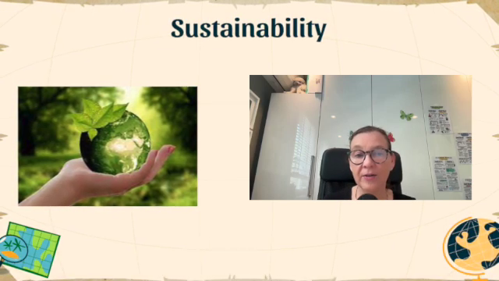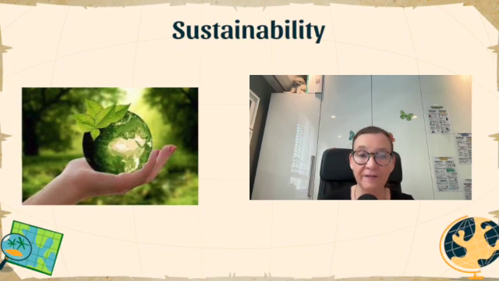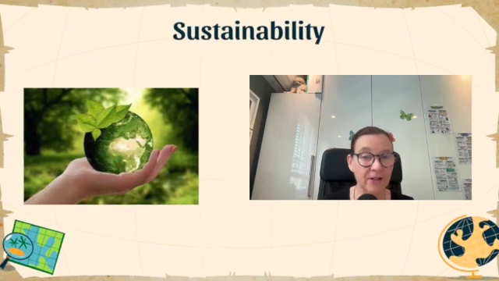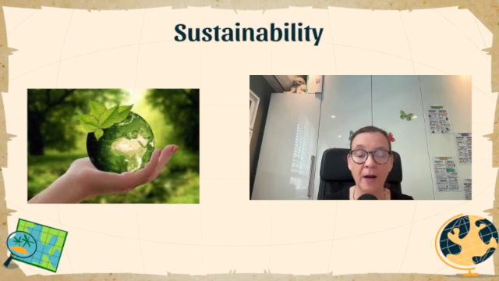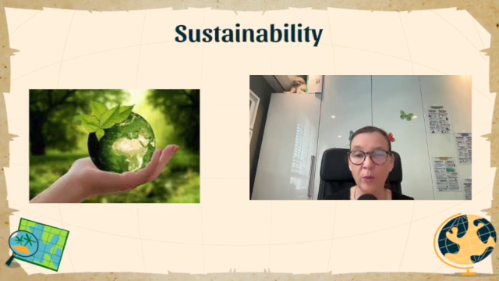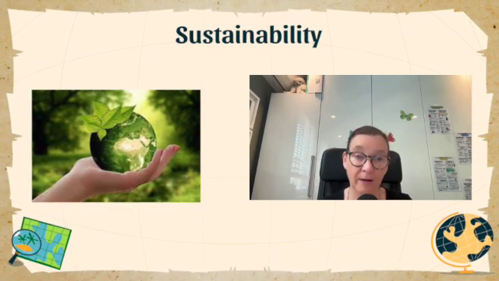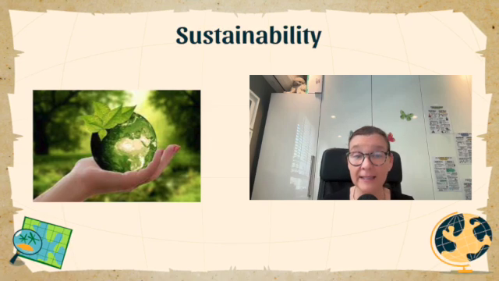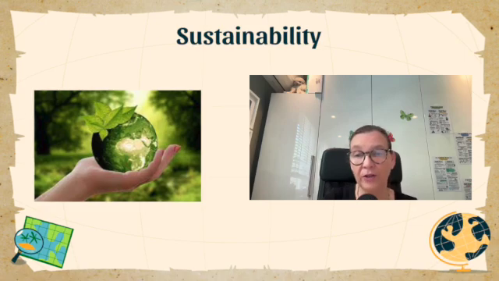The significance here is that sustainability is central to AP Human Geography when we talk about development and resource use. It's not just about growth, it's about responsible growth. Here's your AP tip. On the exam, pair sustainability with renewable resources. If a question asks about development or human environment interaction, linking sustainability with things like solar power or wind power or ecotourism will definitely strengthen your answer.